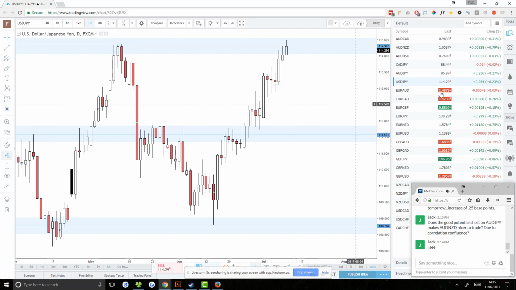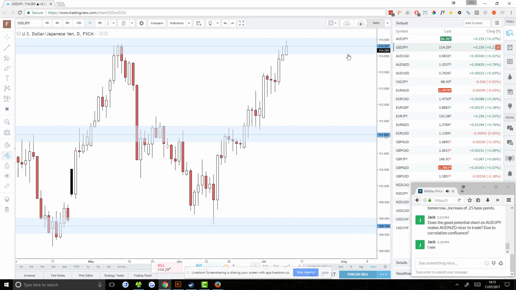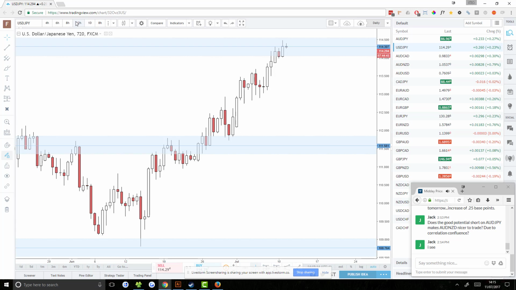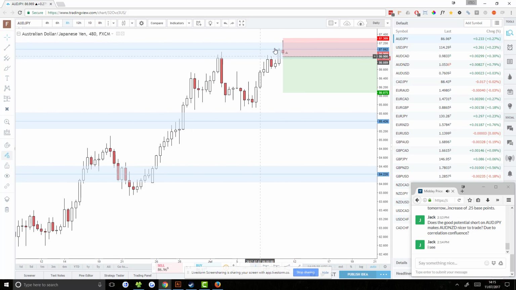So I'm still keeping a very close eye on USDJPY. Right now, AUDJPY and USDJPY both look really good. For USDJPY, I'm looking at the 12 hour, maybe even the 8 hour. We'll see how it goes. AUDJPY, I'm mostly looking at the 8 hour. We'll see how that goes too.